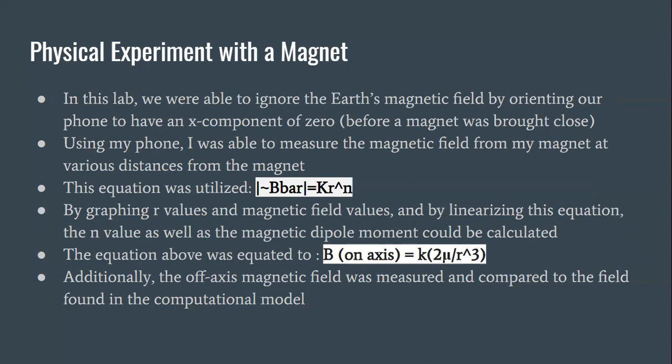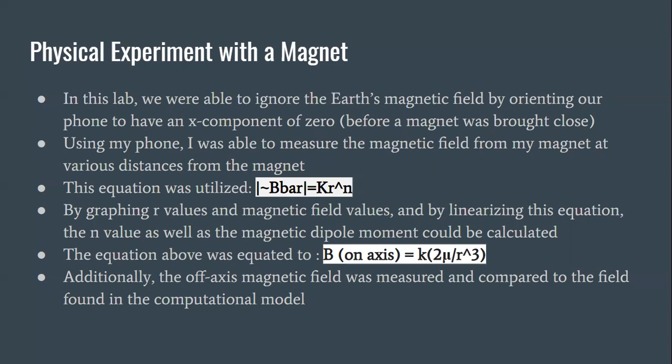Using my phone, I was able to measure the magnetic field from my magnet at various distances from the magnet. The equation that was utilized was that our magnetic field is around K, a constant, times R to the nth power. By graphing these values and linearizing this equation by taking the natural log of both sides, the N value as well as the magnetic dipole moment could be calculated. The equation above is equated to B equals K times 2 times the magnetic dipole moment over R cubed.